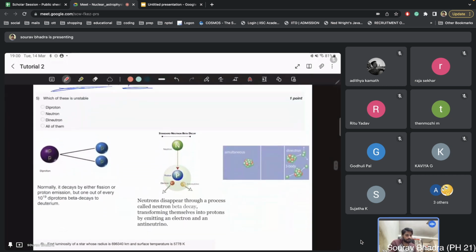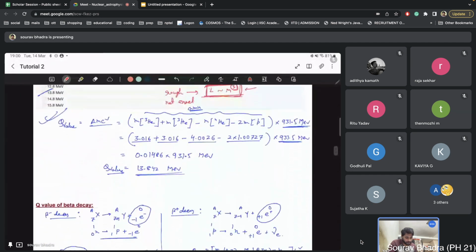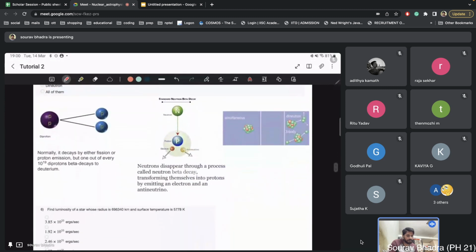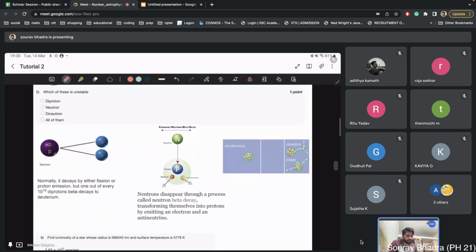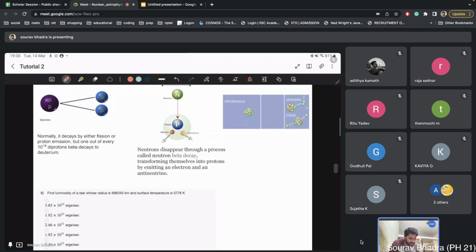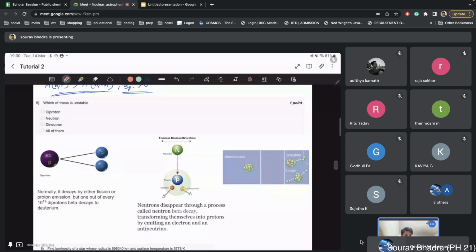Okay, now coming to the next problem, I have marked the answer, yes, 13.8. Now coming to the next question, all the other questions are mainly theoretical. So which of these is unstable? Diproton, neutron and dineutron.